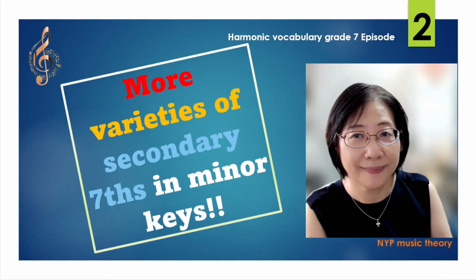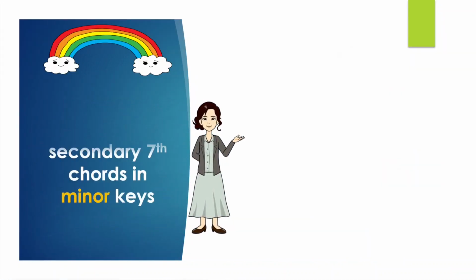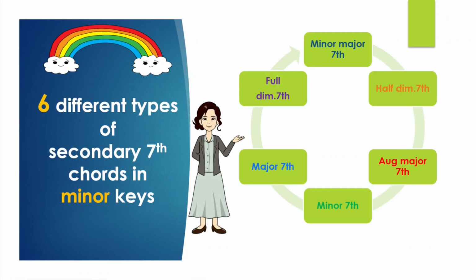Hi, in this video, our focus is on secondary sevenths in minor keys. There are 6 different types of secondary 7 chords in harmonic minor keys. That is, major minor 7, half diminished 7, augmented major 7, minor 7, major 7, and full diminished 7.